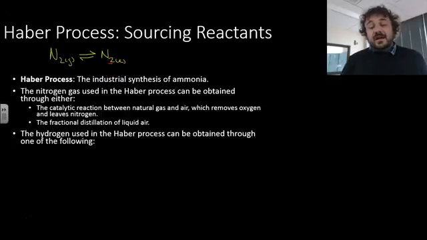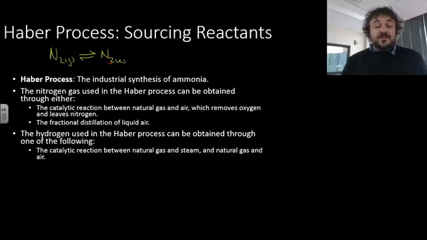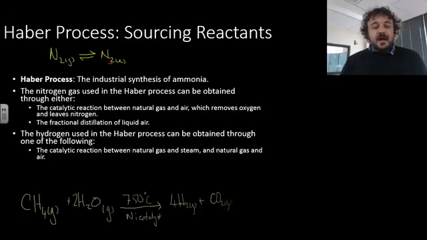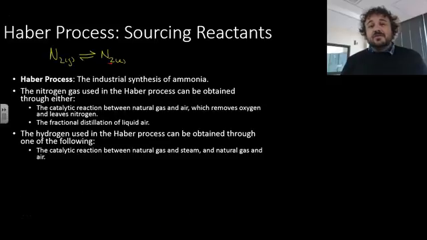The hydrogen, on the other hand, can also be obtained through a couple of ways. One is the catalytic reaction, which is the most common way, between natural gas and steam. So you react natural gas and steam, and you will get hydrogen. We'll talk about that in a second. And the other one is through electrolysis of water, but that's a very expensive way to do it.